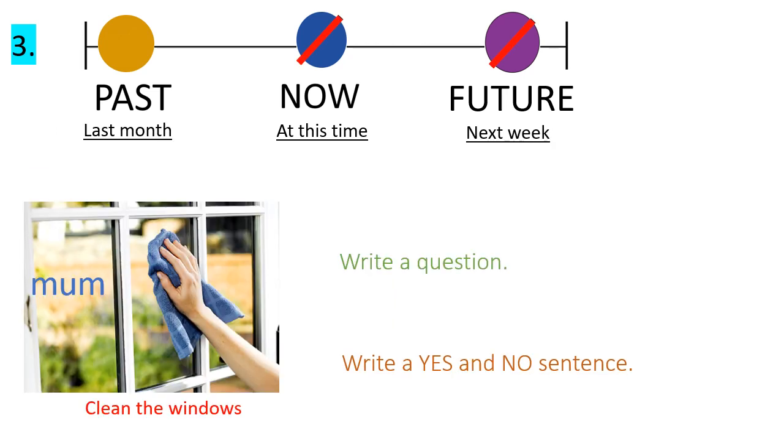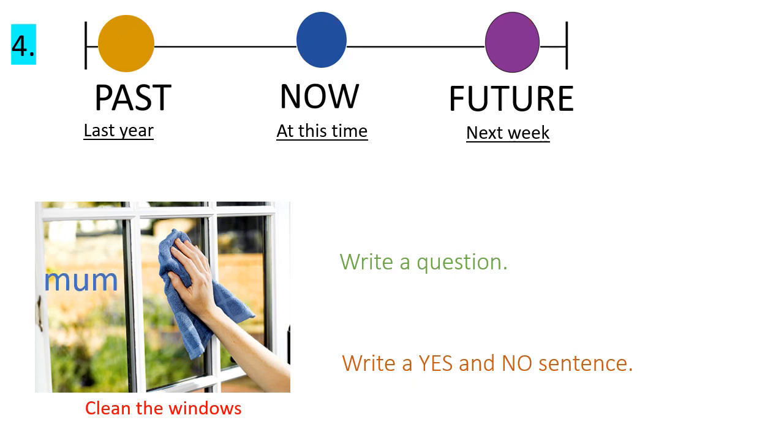Here's number 3. You'll write a question and write a yes and no sentence, so that's 2 sentences. Mom is who, clean the windows is the action. And look at the timeline. So what time are we talking about here in our question and our yes and no sentence? Who are we talking about? Who are we asking about? That's the blue word. Okay, the action or activity is what you see in red here, the red words.